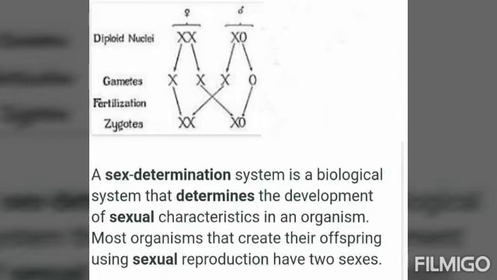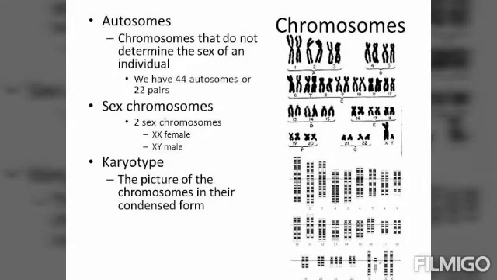Here you can see the diploid nuclei XX and XO. We already studied that during the formation of gametes, the gene pair separates, and the zygote forms after the fusion of such gametes, or reproductive cells, which decides the sex of a child. If XX meets, then the child is going to be a girl, and when XY meets, then the child is going to be a boy. This is how the sex of an offspring is determined.